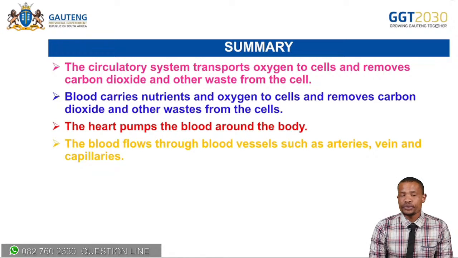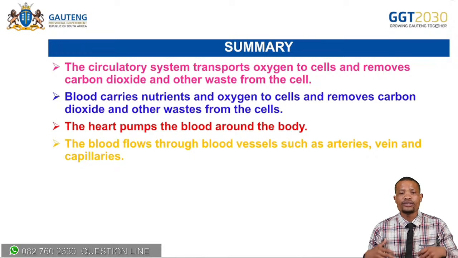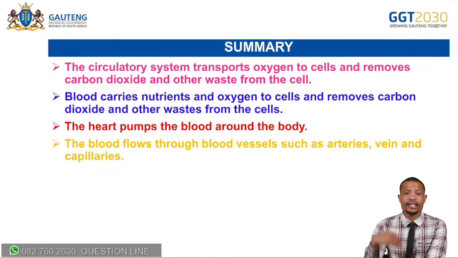The blood flows through blood vessels such as the arteries, the veins, and the capillaries. We said that the arteries carry oxygenated blood, except for the pulmonary artery. The arteries carry oxygenated blood away from the heart. That's blood that is at high pressure to be able to reach as far down as your toes and as far up as your head or your brain.